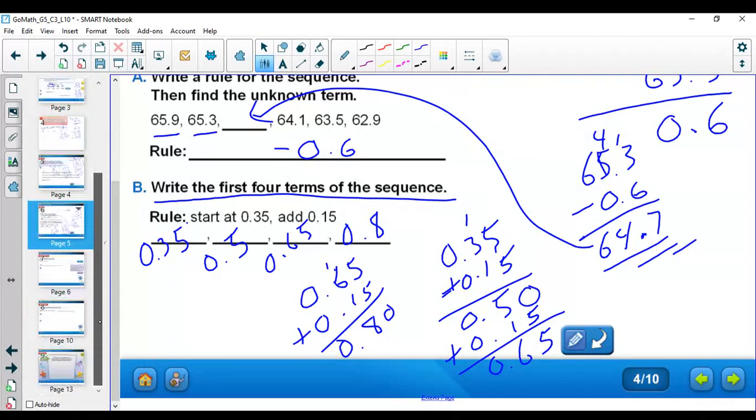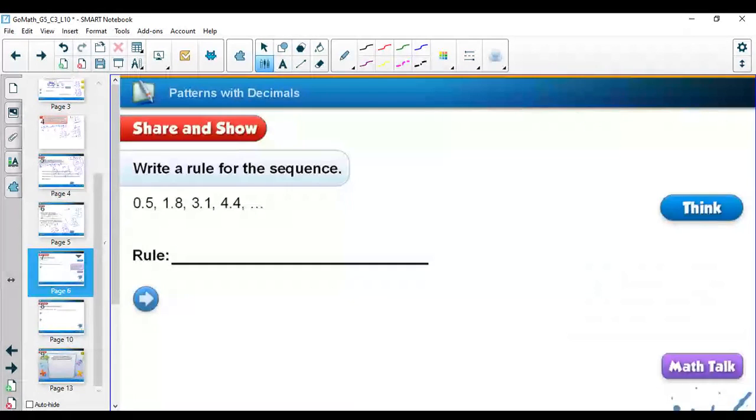All right, we're going to look at just two more, and then you're going to be on your own. Right here, they just want you to write a rule for this sequence. So go ahead and pause it, give it a try, see how you do, and come back and check. Here, it's pretty clear to see that we are getting larger. We're adding with each iteration, right?